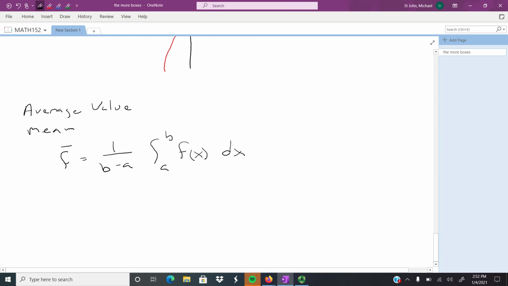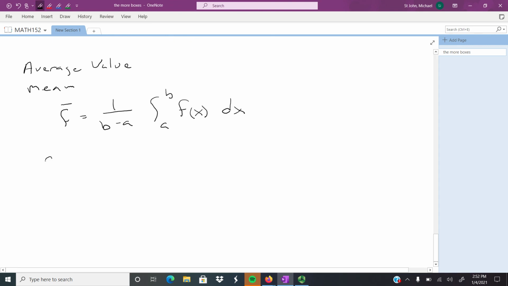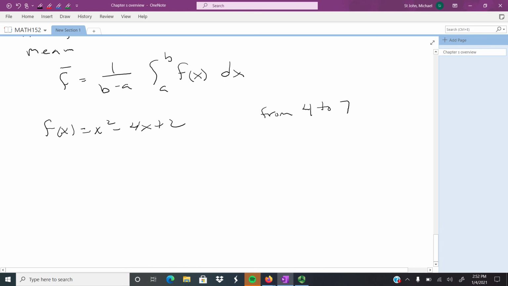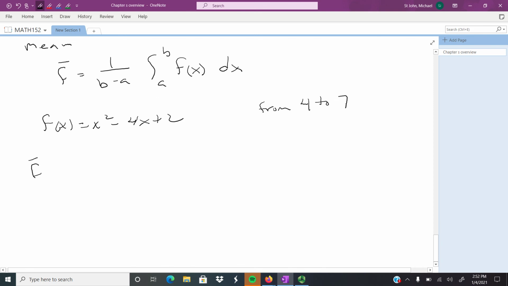So let's look at an example of how this would work. Let's say we want to know the average value of f of x equals x squared minus 4x plus 2, from 4 to 7. So the average value is going to be 1 over 7 minus 4 times the integral from 4 to 7 of x squared minus 4x plus 2.